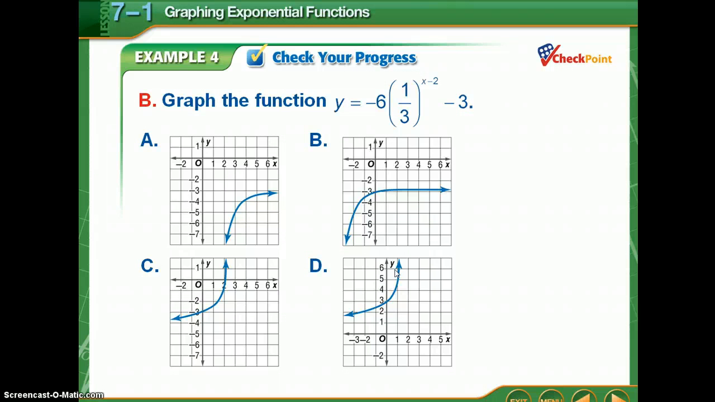Now graph this function. y is equal to -6 times (1/3) to the x minus 2, minus 3. Pause this for a moment, do your calculations, and then come back and see if you got the correct answer. Excellent. The answer is A. Notice our a is negative, and it also is a 6, so it's going to be stretched vertically. And it's going to go 3 units down, so we're looking for those that are going down and have a negative slope.